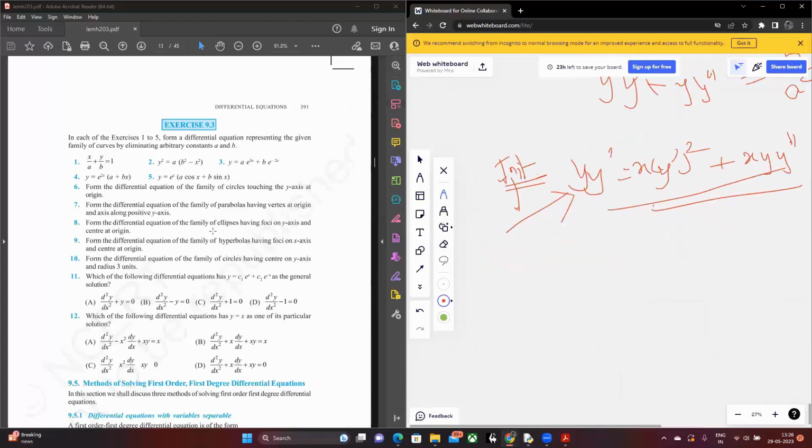The family of ellipses includes the family of hyperbola. Question number 10. Form the differential equation of the family of circles having center on y-axis and radius 3.